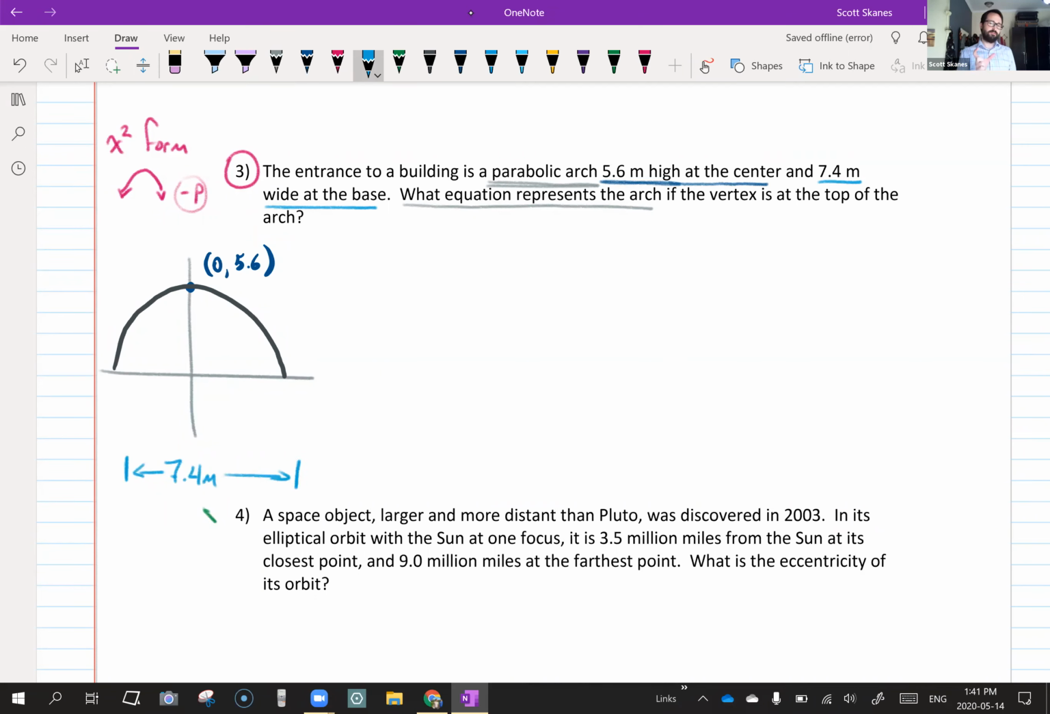So what's half of 7.4? Well, I don't need it on a calculator, but I'll calculate it anyways. 3.7. That means this distance is 3.7 meters. It's half. So let's make that point: 3.7 and 0. We don't need anything else. We can finish the problem with that.